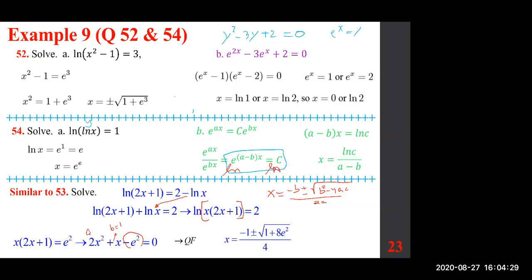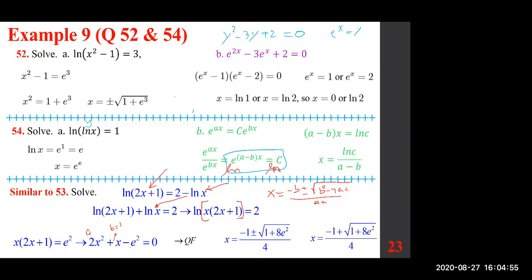There are two answers. We only accept one of them. Why is that? Well, if you go back to the original equation, this is a natural log, this is a natural log. Remember, the first one, 2x plus 1 must be larger than 0. The second one, x must be larger than 0.